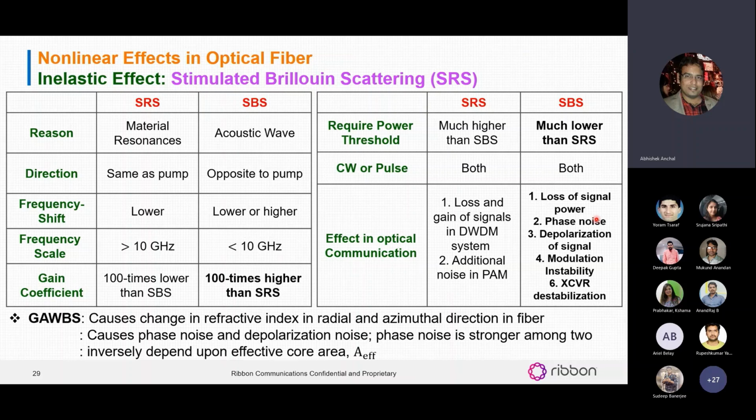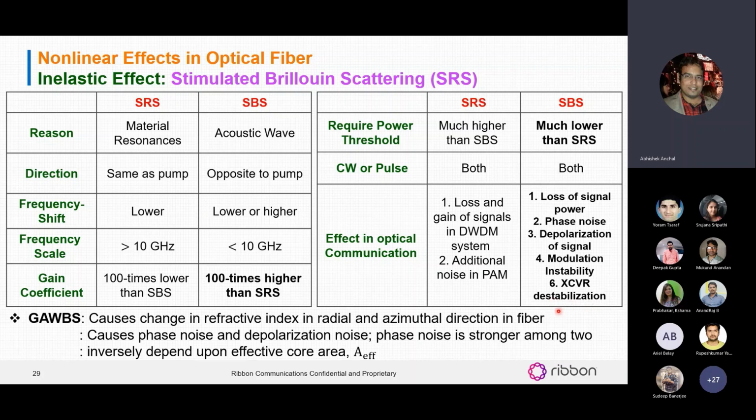It can cause phase noise, very similar to a decrease in OSNR. It can cause depolarization of the signal, which is also an issue at the receiver, at the DSP, because SBS creates birefringence, and because of that, this depolarization happens. It can cause modulation instability, because this effect happens within the channel. It doesn't happen inter-channel, it happens intra-channel. So modulation can change. And then transmitter and transceiver destabilization can happen because of the reflected power.